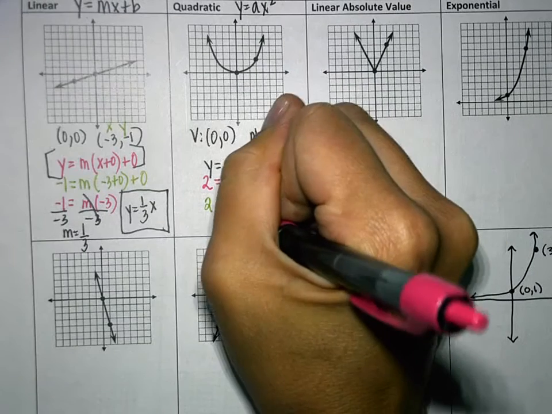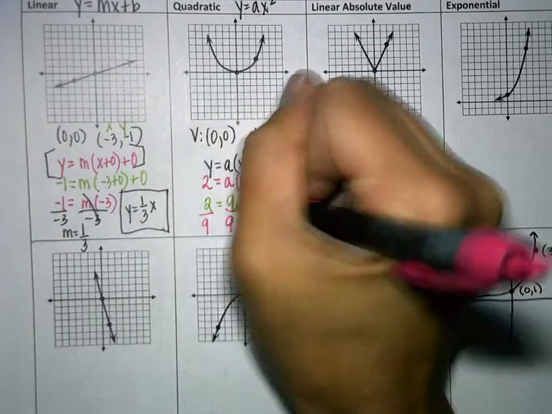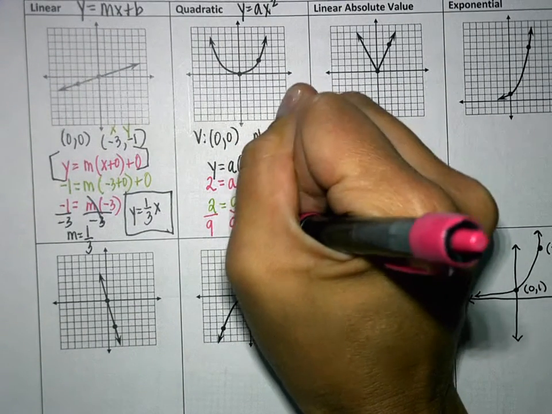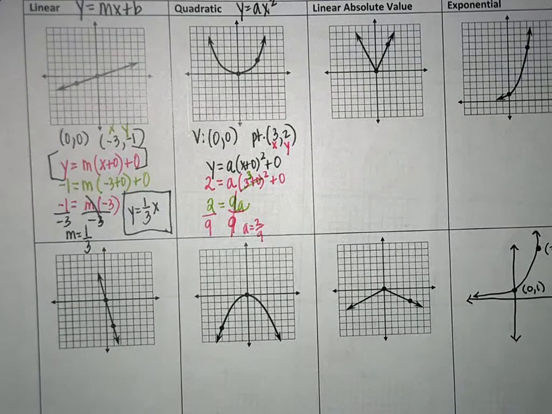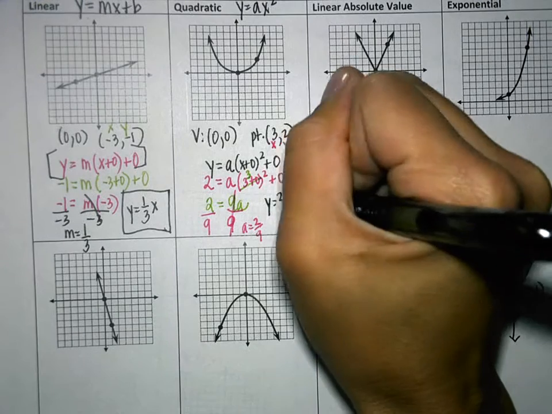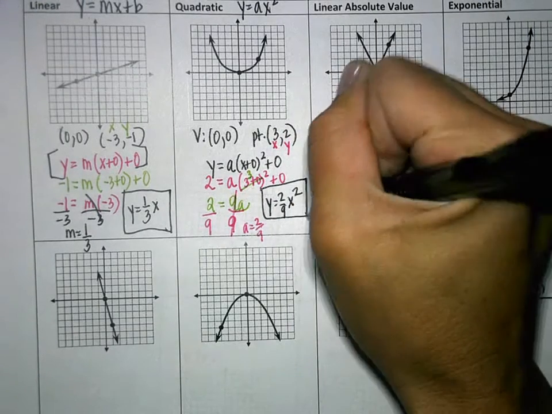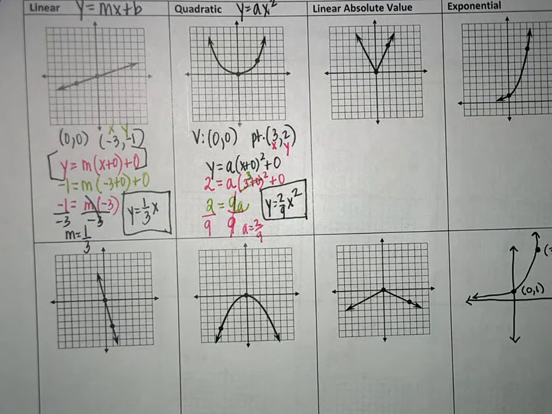Divide by 9 to both sides. So those cancel out. And a equals 2/9. So how do I write that equation now? Good. Y equals 2/9 x squared is correct. Now, could you put 2/9 and then x plus 0 squared plus 0? Yes. Okay, either way will work. Questions before we move on to the next one?